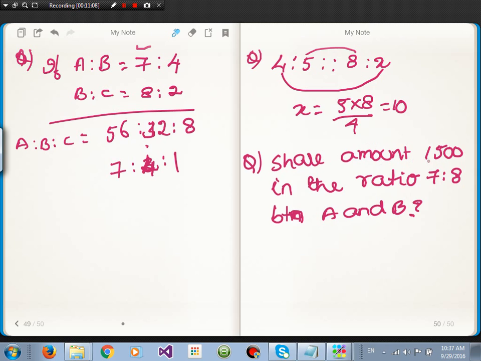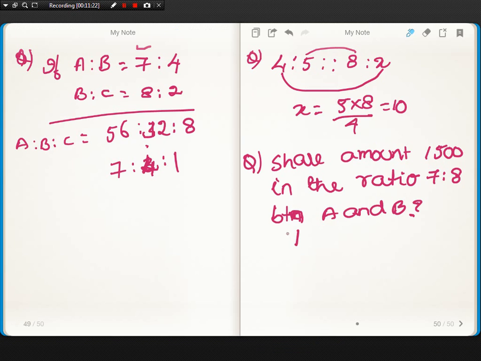Share the amount 1500 in the ratio 7 is to 8 between A and B. When you look into this, 7 plus 8, how many parts are there? Total parts are going to be 7 plus 8, 15 parts. 7 parts go to A, 8 parts go to B. Now total 15 parts are equivalent to 1500. Then 7 parts are equivalent to how much? 700. 8 parts are equivalent to how much? 800.